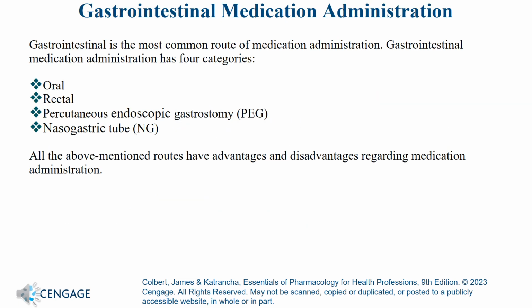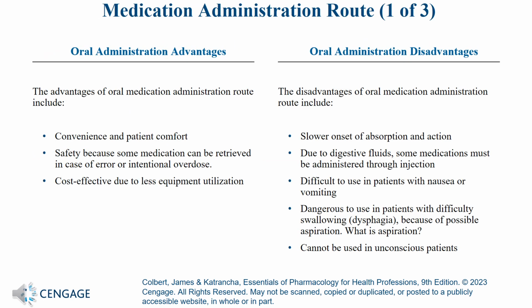Your gastrointestinal is the most common route of medication administration. Your GI medication administration has 4 categories, which are your oral, rectal, PEG, and NG. All of the above mentioned routes have their advantages and disadvantages regarding medication administration. Let's take a look at our oral administration.